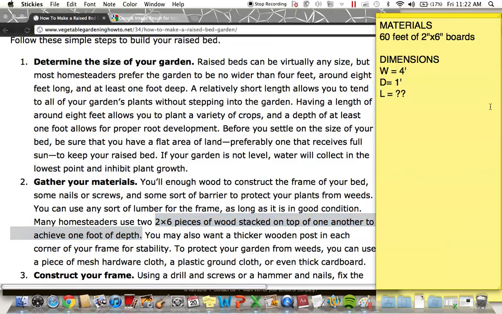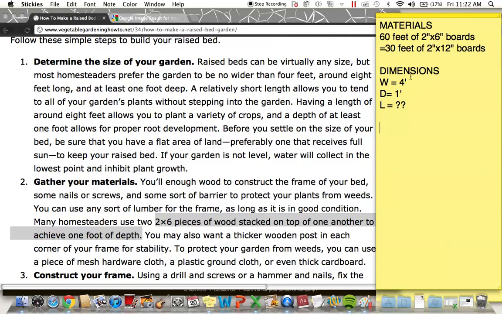So let's do that right now and say that this 60 feet is actually just 30 feet of 2 by 12 boards. Right? We just divided 60 feet by 2 since we stacked them all on top of each other, making them double thick.